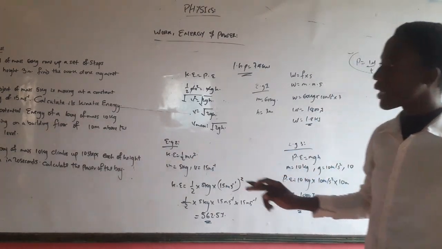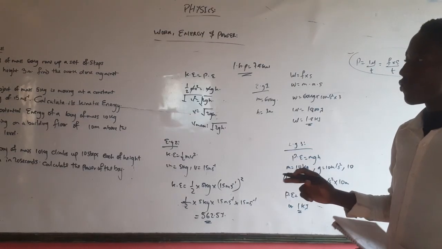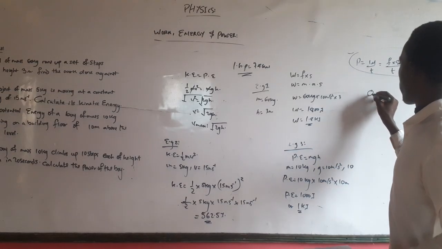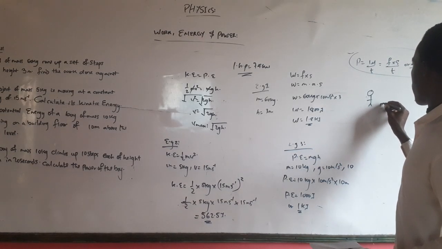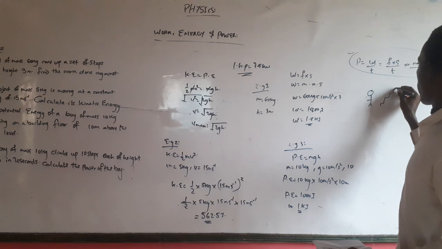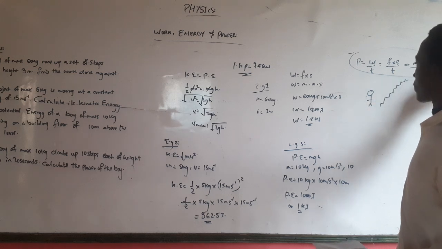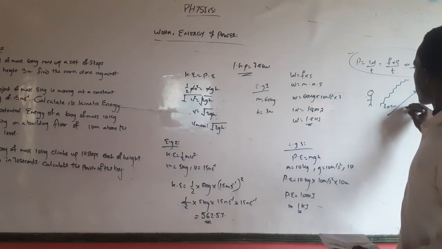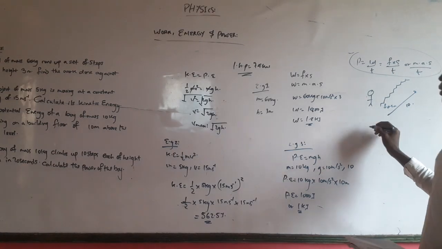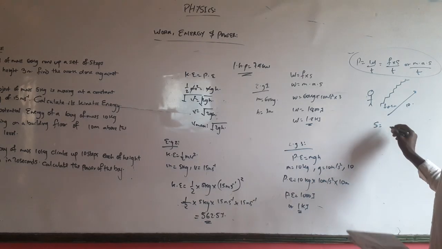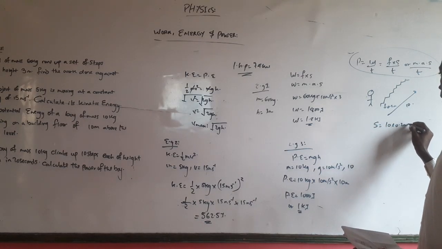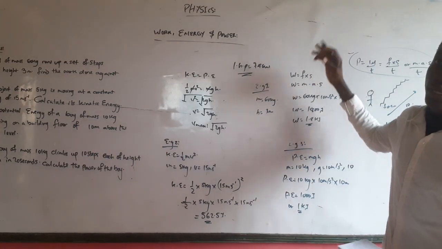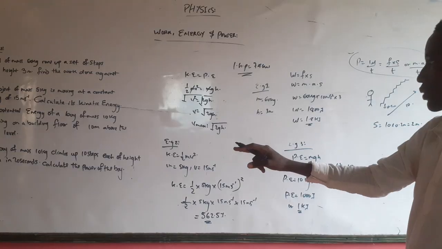But it says something here. A boy of mass 10 kg climbs up 10 steps, each of height 0.2 meter. So this is the boy, and this is a step, 2, 3, 4, 5, 6, 7, and so on. The height of each step is 0.2 meter, but he climbs 10 steps. So the total, that's S, will be 10 multiplied by 0.2 meter, which is 2 meters. This is the total distance climbed. Do you understand that?